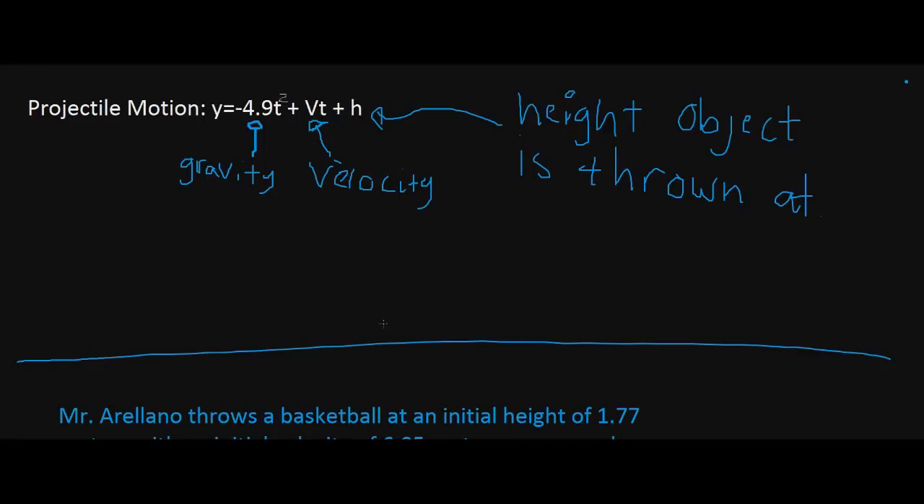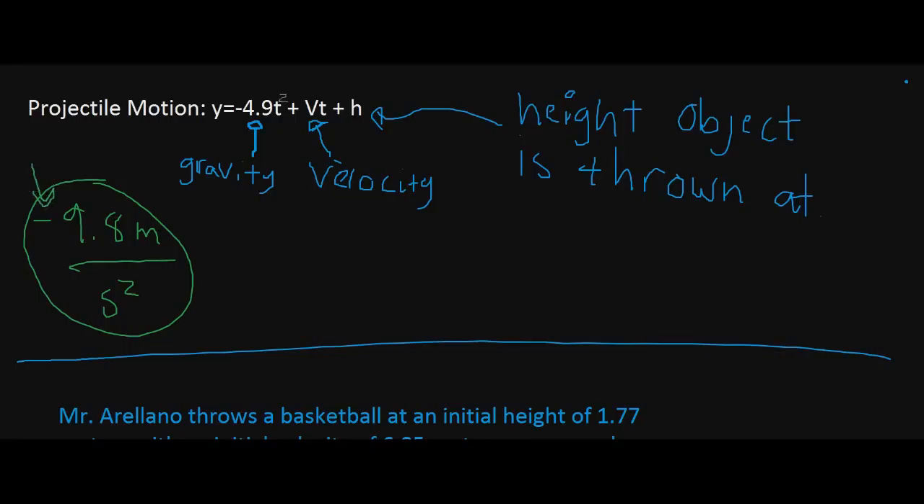For example, if we look here, just to cover it, the negative 4.9 comes from gravity. Gravity's constant is negative 9.8 meters per second squared. This is the constant acceleration that gravity pulls an object down. And since it's pulling the object down, it makes sense that it's a negative sign.